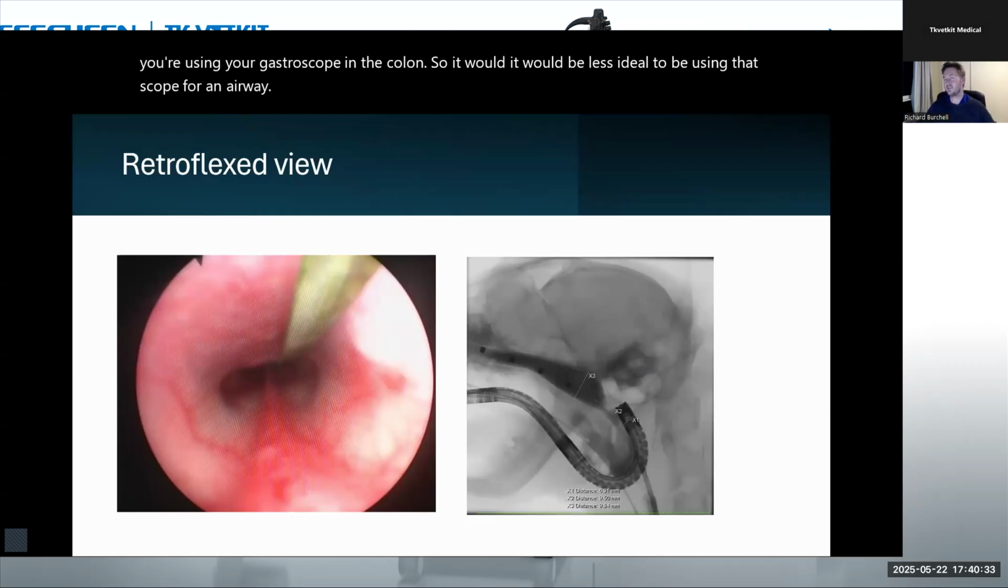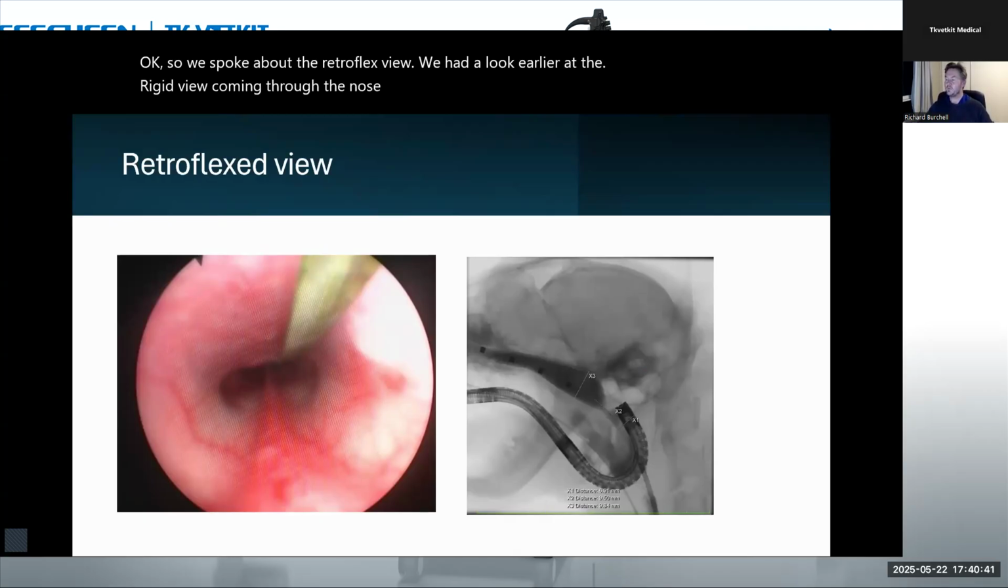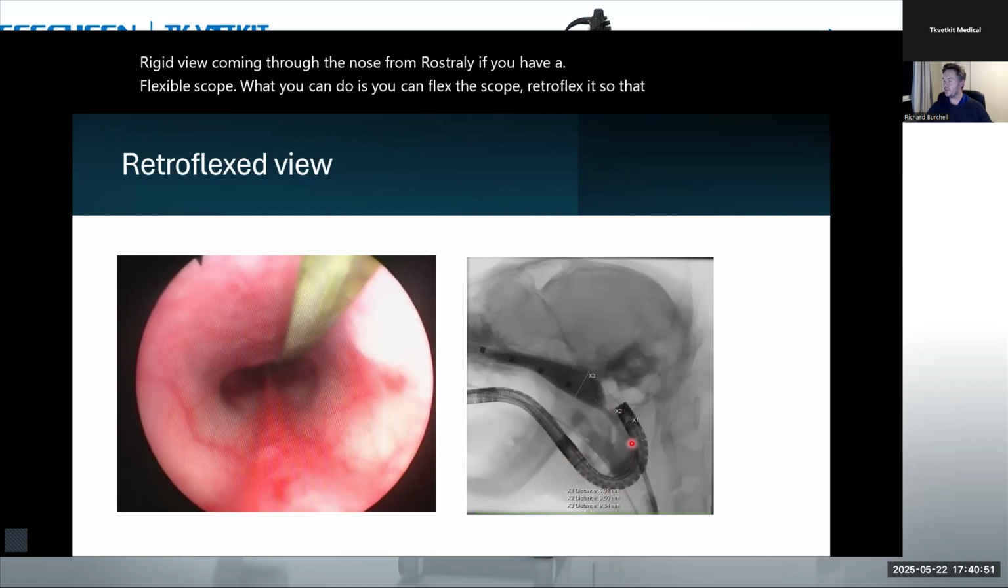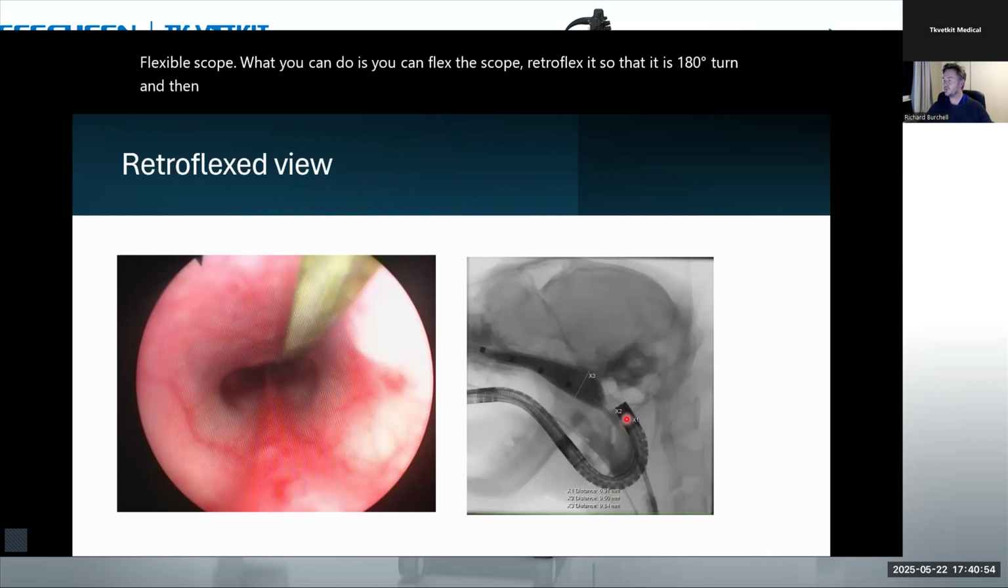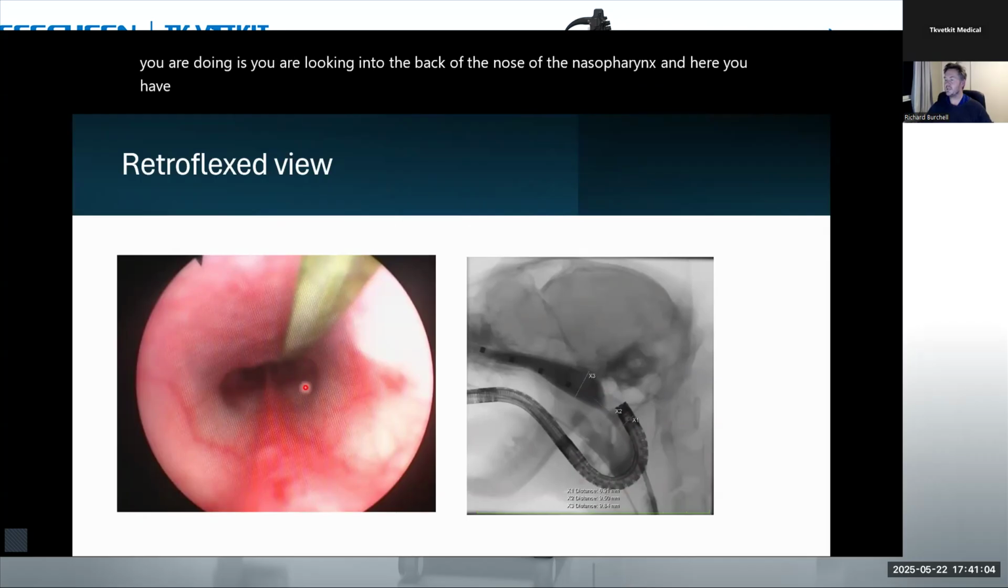Okay, so we spoke about the retroflexed view. We had a look earlier at the rigid view coming through the nose from rostrally. If you have a flexible scope, what you can do is you can flex the scope, retroflex it so that it has a 180-degree turn, and then you can pull the scope over the soft palate into the nasopharynx. And then what you are doing is you are looking into the back of the nose of the nasopharynx, and here you have the two openings into the nasal passage. And in this particular instance, this is a cat that has a grass blade in its nasopharynx.